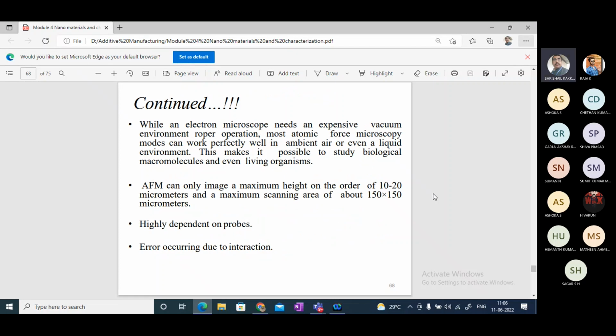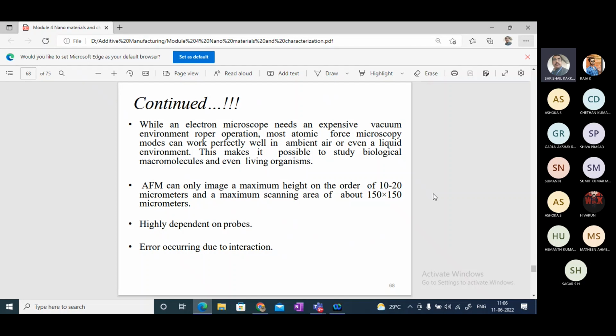The other important thing: in other cases, the electrons are directed through many lenses and the collimator, and they have to move through the vacuum. It was necessarily moved through the vacuum, but in this case the vacuum is not required. Even at ambient temperature and in ambient air, it can work. That is another important advantage. And here, as I told you, the working table is around 150 by 150 microns in dimensions. It can give a maximum reading range between 10 to 20 microns.